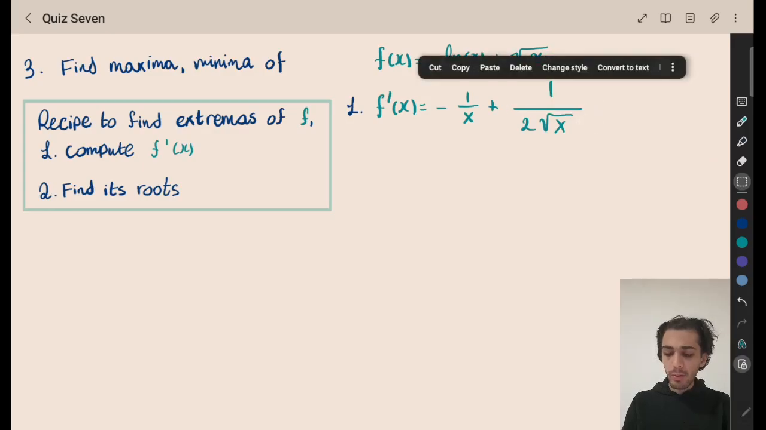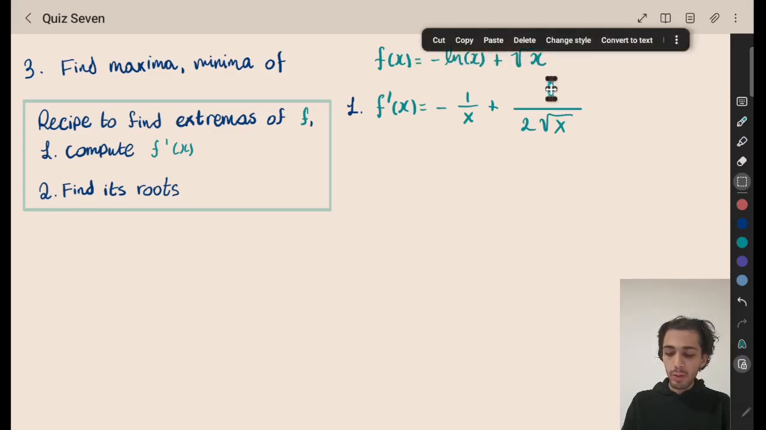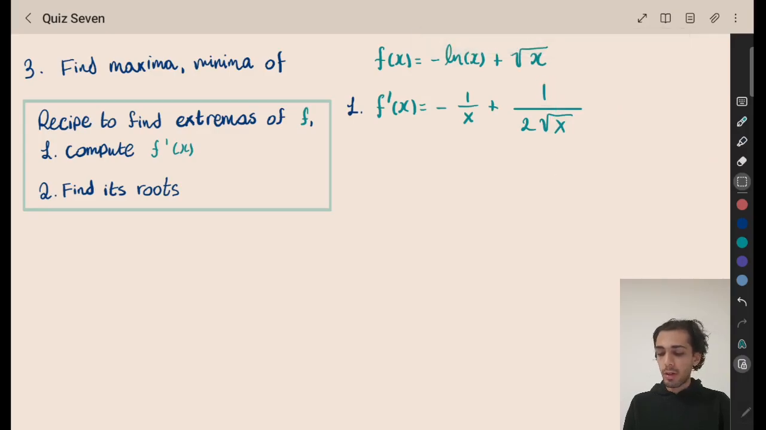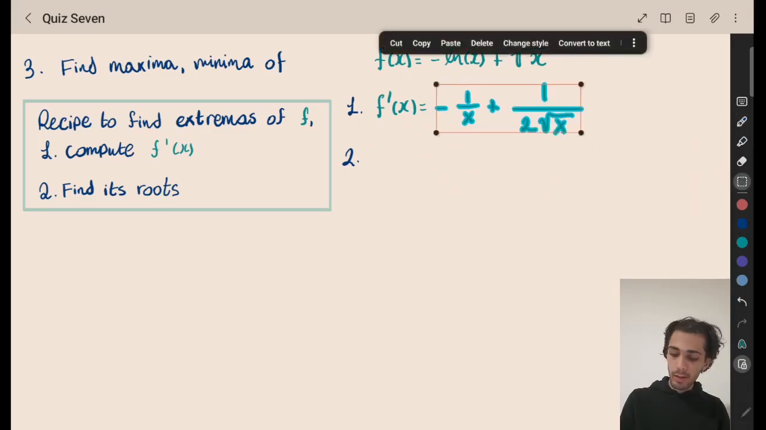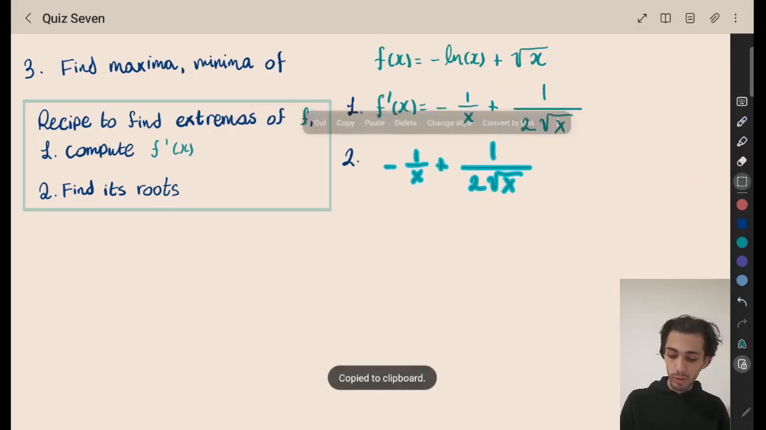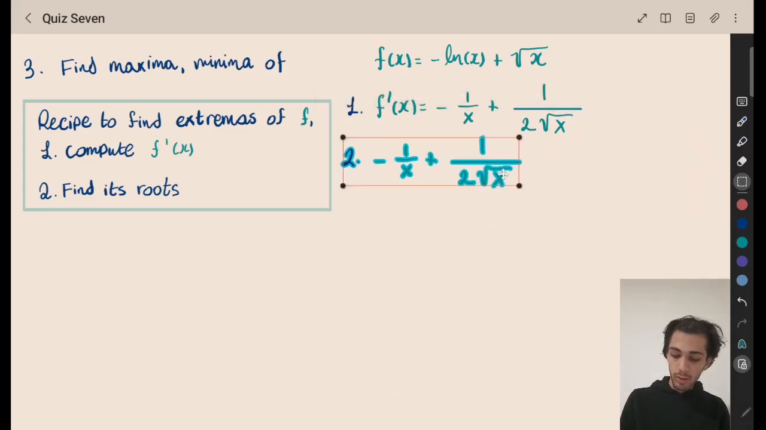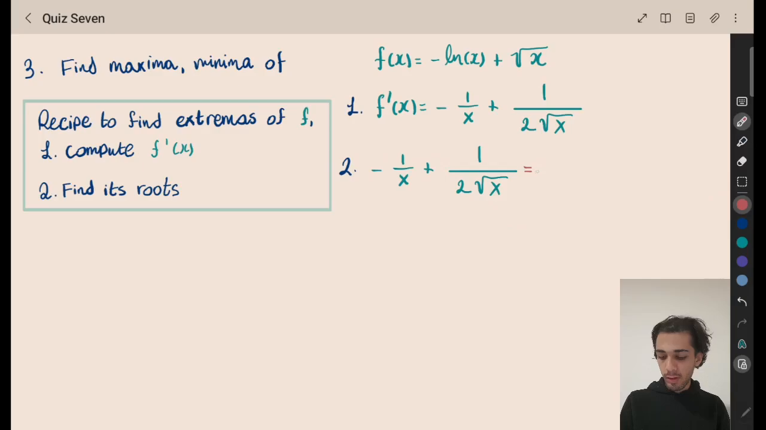Now, taking the derivatives is not really the core focus of this tutorial, so we do not go too deep into why these derivatives are true. But now that we have f prime of x, you would find the roots by setting this f prime of x to be equal to 0. So if you want to find the roots, you just set it to be equal to 0. Then you have some values which you need to compute.